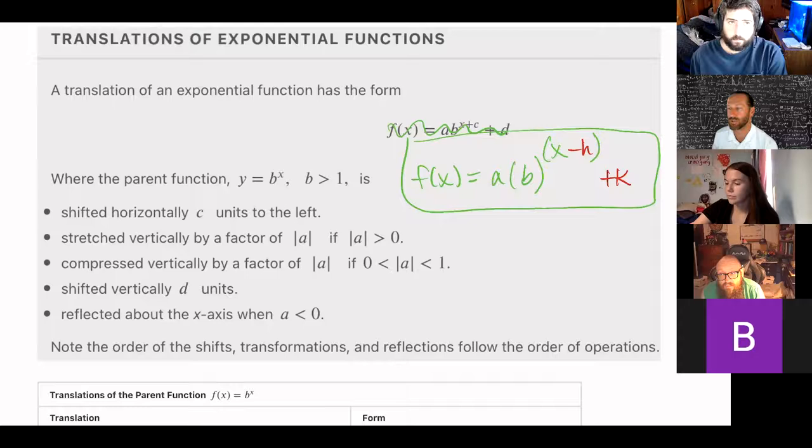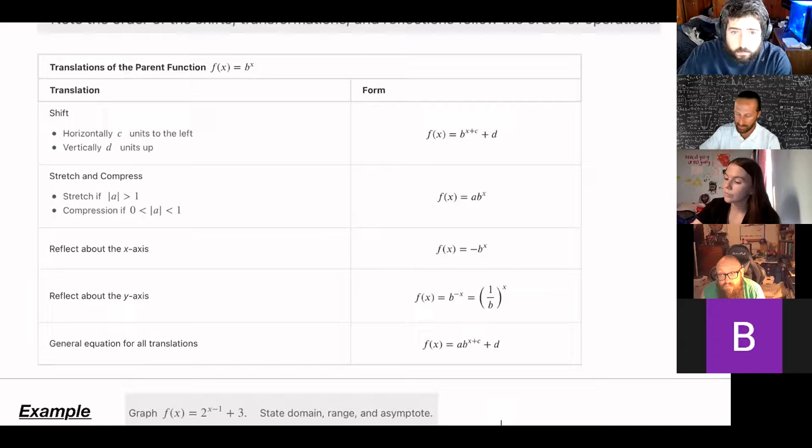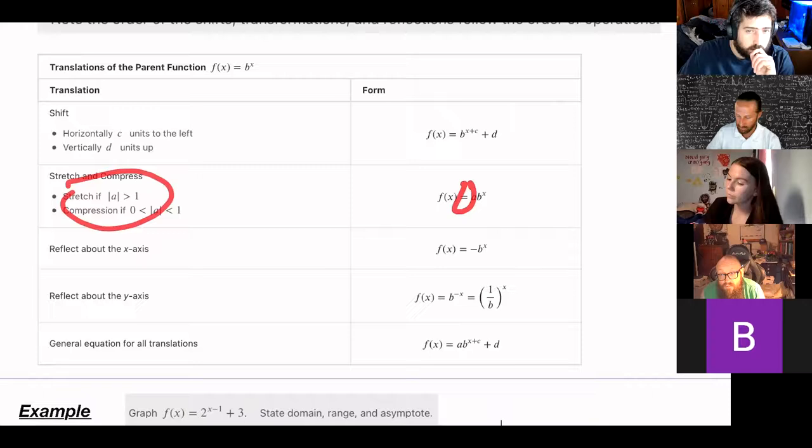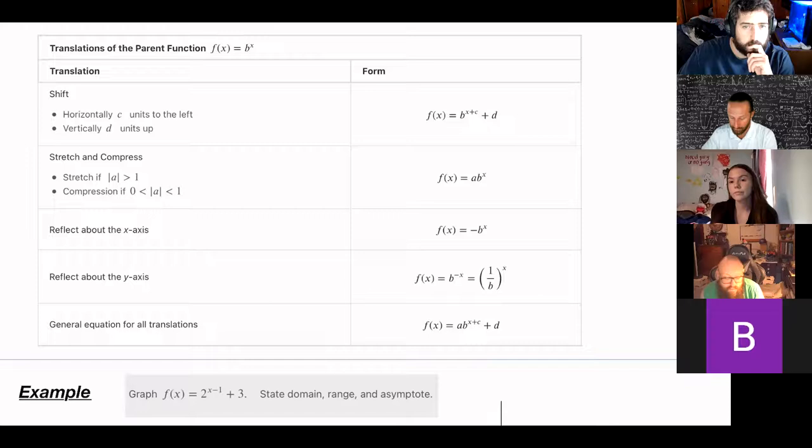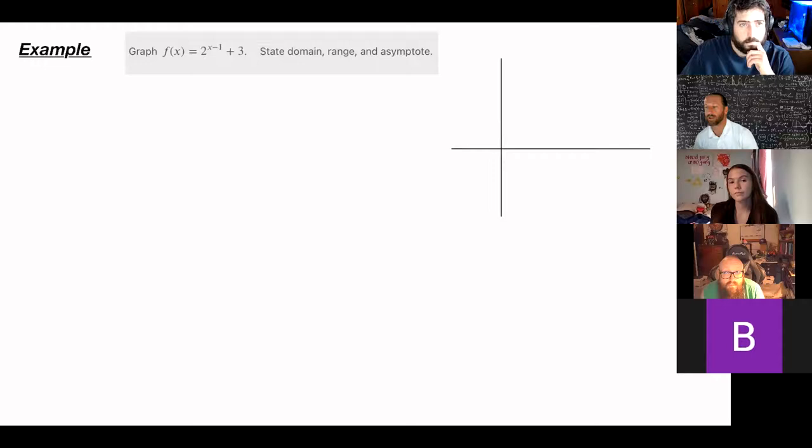So if you want it broken down piece by piece, that is here. The shifts only, the stretching and compressing only, which has to do with the A in front, the reflections of one or the other, and then all together. If you wanted any parts of that for your notes. So if I gave you something like this, I want you to be able to look at that and graph it quickly.